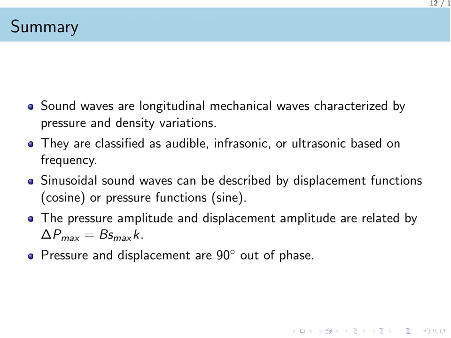In summary, sound waves are longitudinal mechanical waves defined by variations in pressure and density. We classify them as audible, infrasonic, or ultrasonic depending on their frequency. Mathematically, we can describe sinusoidal sound waves using a cosine function for displacement and a sine function for pressure. These two descriptions are 90 degrees out of phase. Finally, we can relate the maximum pressure change to the maximum displacement using the bulk modulus and the wave number.